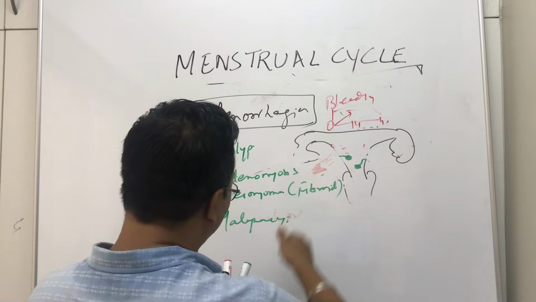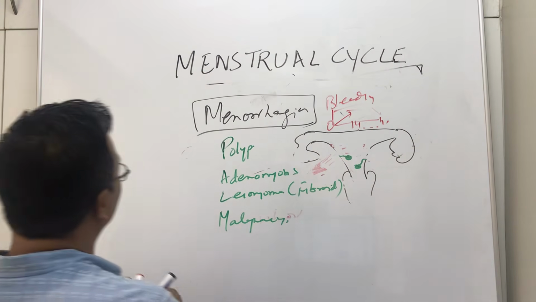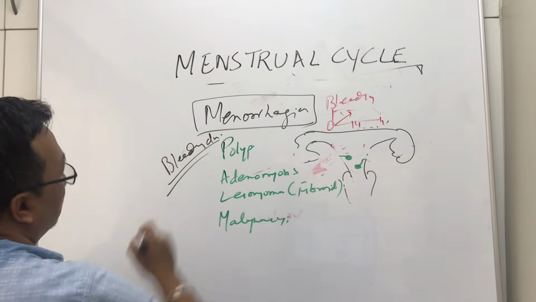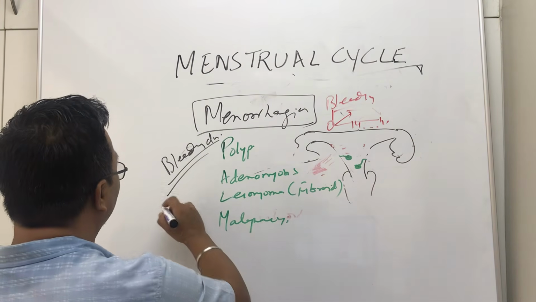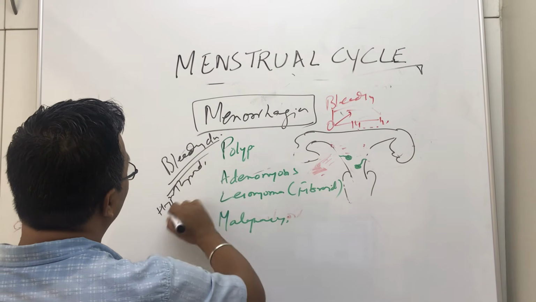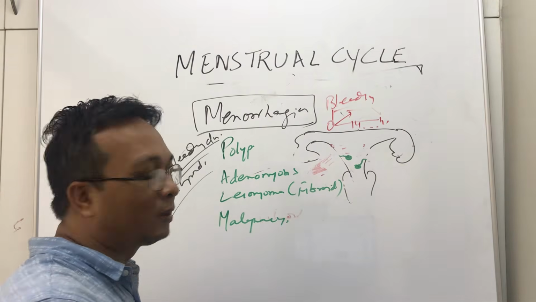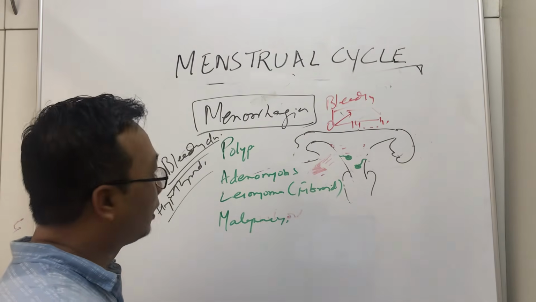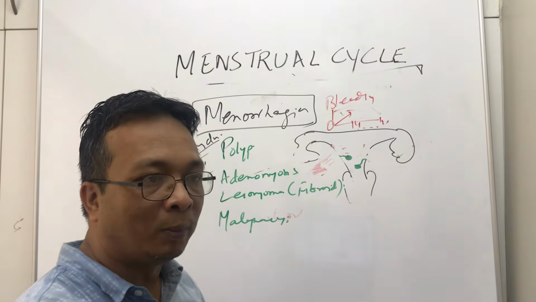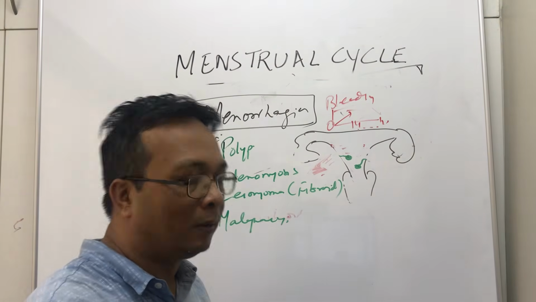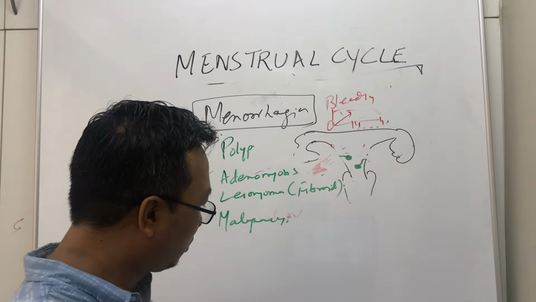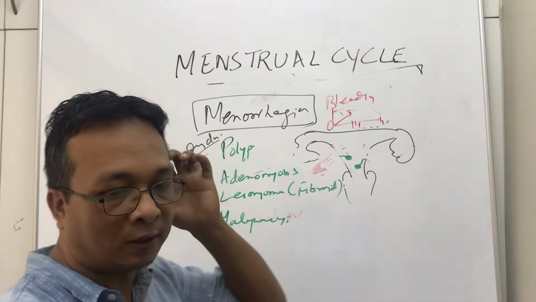What are the other causes? Any sort of bleeding disorders. If she has any bleeding disorders, this can also cause it. And hyperthyroidism. When the thyroid hormone is imbalanced, they can also bleed. Hyperthyroidism or bleeding disorders, they can also have menorrhagia. So menorrhagia means excessive blood, more than 80 ml, lasting for more than 7 days. So these are the causes of menorrhagia.